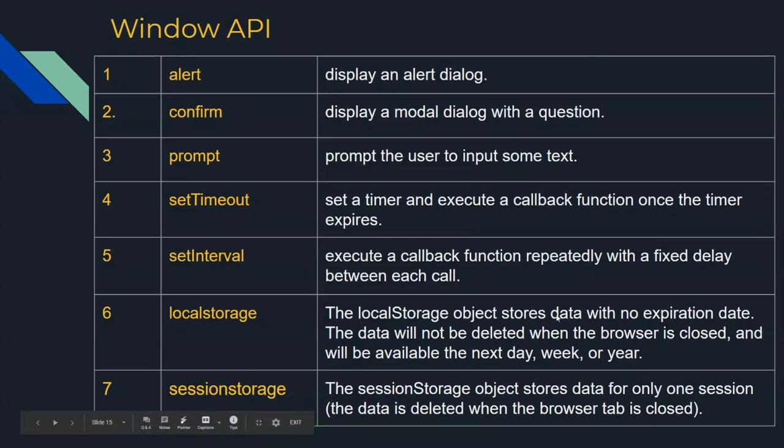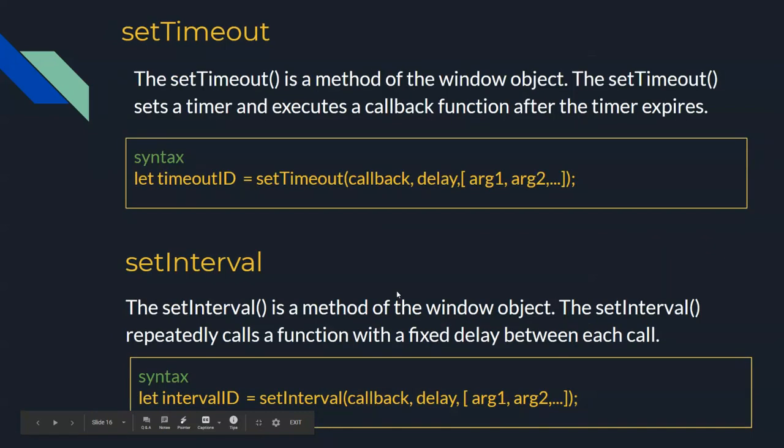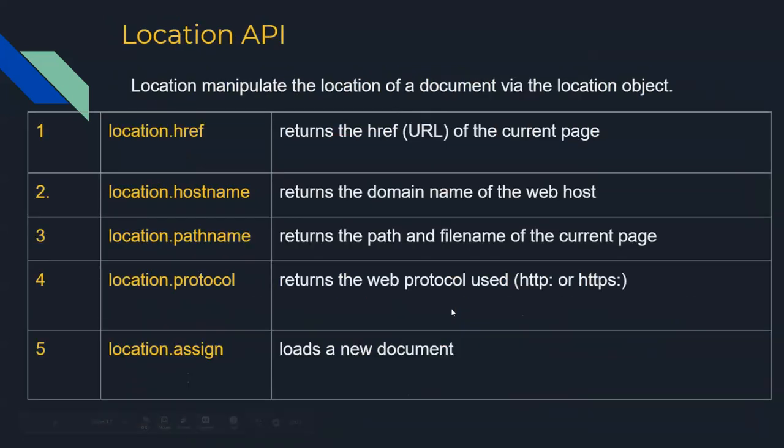Local storage objects store data with no expiration date. The data will not be deleted when the browser is closed and will be available the next day, week, or year. The session storage object stores data for only one session. Data is deleted when the browser tab is closed. So we have seen the Window API. We have seen setTimeout, how it works, and how setInterval works. Let's go to the next one.